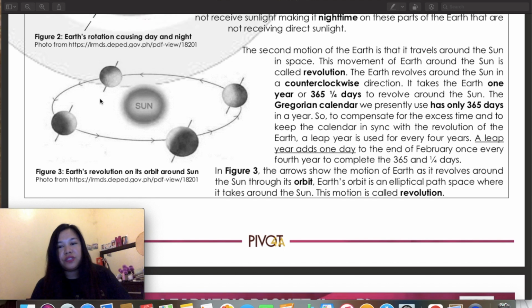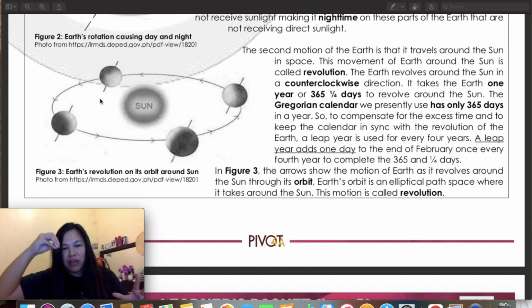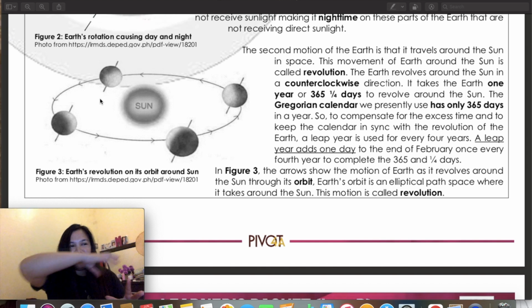So, the Earth revolves around the sun counterclockwise. Palagi talaga siyang counterclockwise. Palaging counterclockwise ha? From west to east. And then, it takes Earth 1 year, or 365 and 1/4 days, to revolve around the sun. So, magta-travel siya in a whole 1 year. Then, back to January, hanggang meron tayong mga New Year.